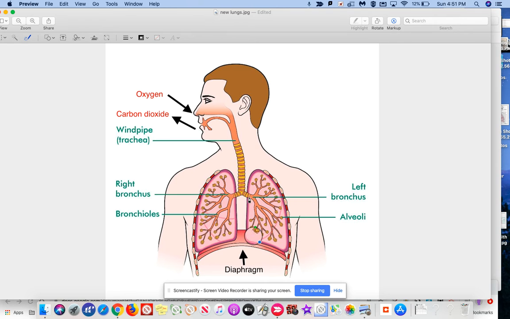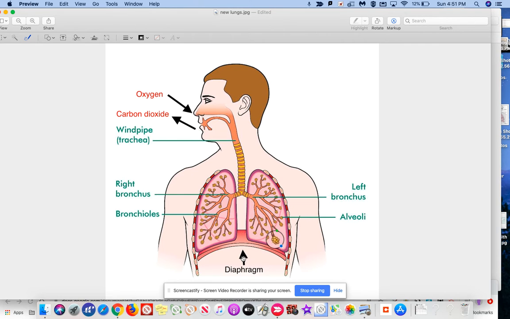Now, the air, as it travels through these tubes that get smaller and smaller as they branch, eventually reaches these air sacs that are called alveoli. And we'll talk in a minute about what happens in the alveoli.